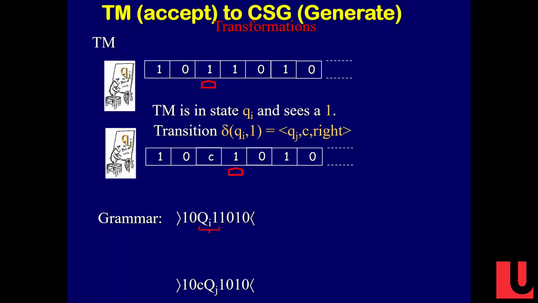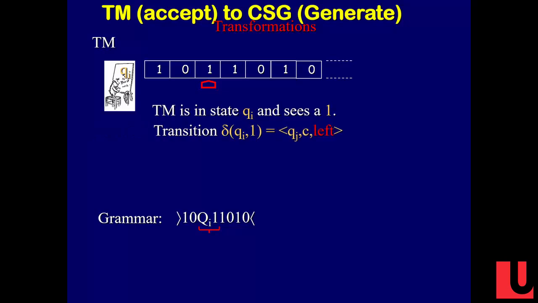So what's the rule? The rule says you can change QI1 to being CQJ. That's the context sensitive rule. You see how it's just mimicking the movement of the head of the Turing machine. We change states and we move the head. Everybody kind of follow that?